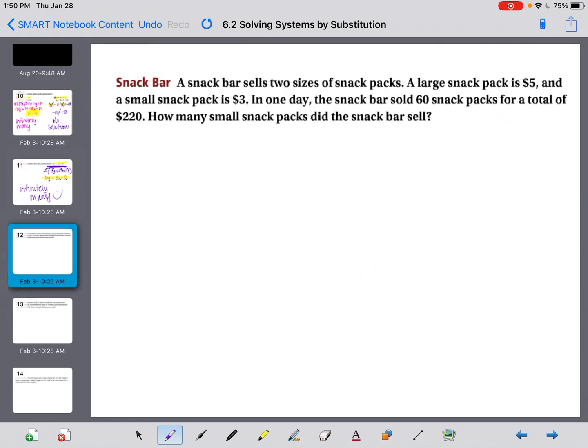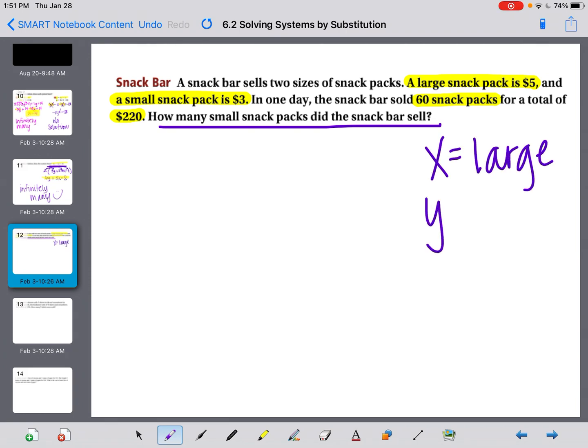All right, real world. A snack bar sells 2 sizes of snack packs. A large snack pack is $5, and a small snack pack is $3. In one day, the snack bar sold 60 snack packs for a total of $220. How many small snack packs did the snack bar sell? All right, so we have 2 situations. One of them talks all about money. Okay, we have to decide what our variables are going to be and then define them. So I'm going to say that x is my large snack packs and y is my small snack packs.